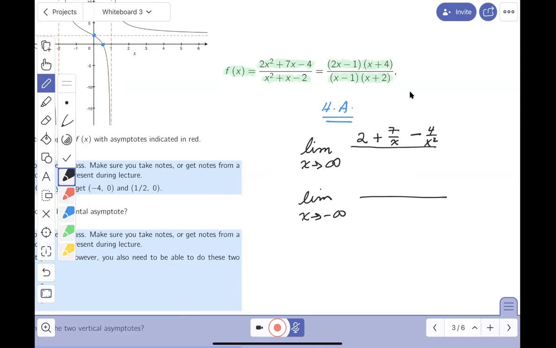What's x squared divided by x squared? 1. What's x divided by x squared? 1 over x. What's 2 divided by x squared? 2 over x squared. Now, by the way, I did it for that one. I do it for the next one, but I'm not going to read that again to you. I'm just going to copy.